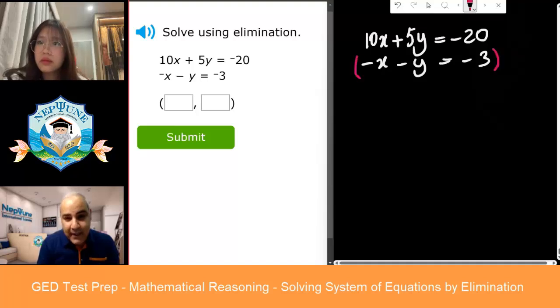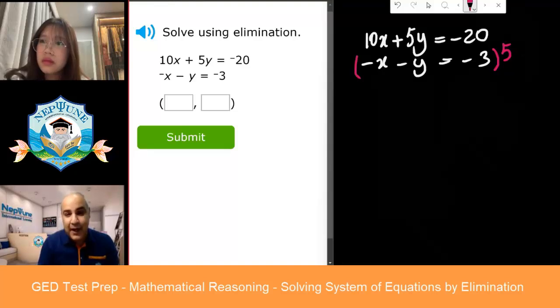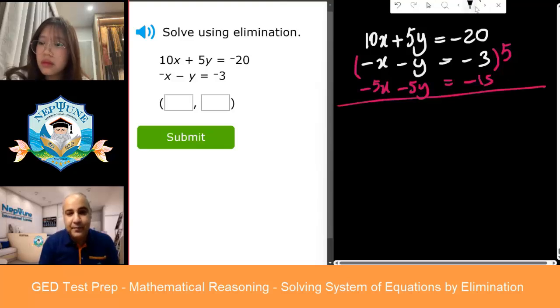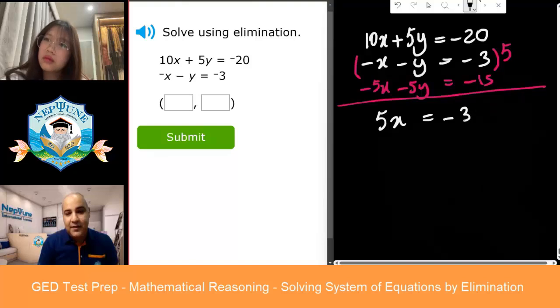If I multiply this by 5, this negative becomes negative 5, and negative 5 and 5 cancel. So that's a good way. So let's multiply the second line by 5. Becomes negative 5x, negative 5y, negative 15. Now we can add them. 10x minus 5x is 5x. 5y minus 5y is 0. Negative 20 and negative 15 is negative 35.